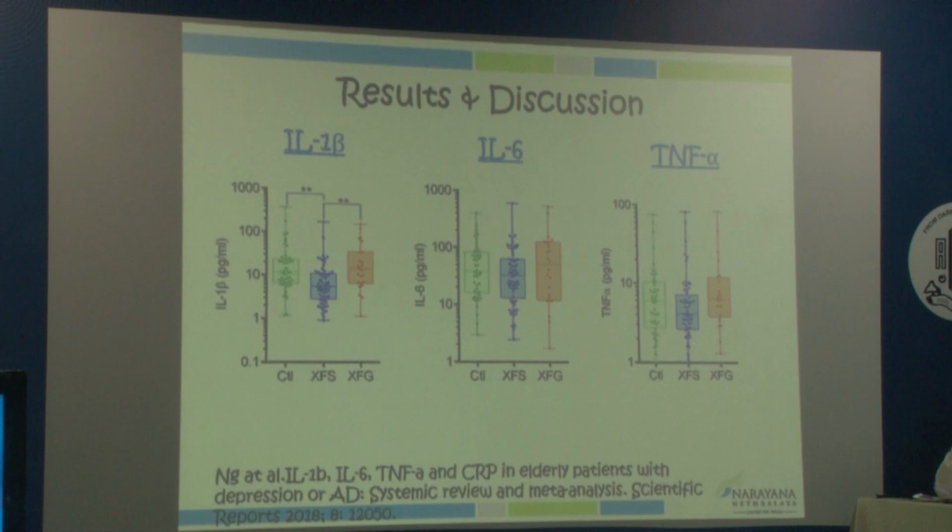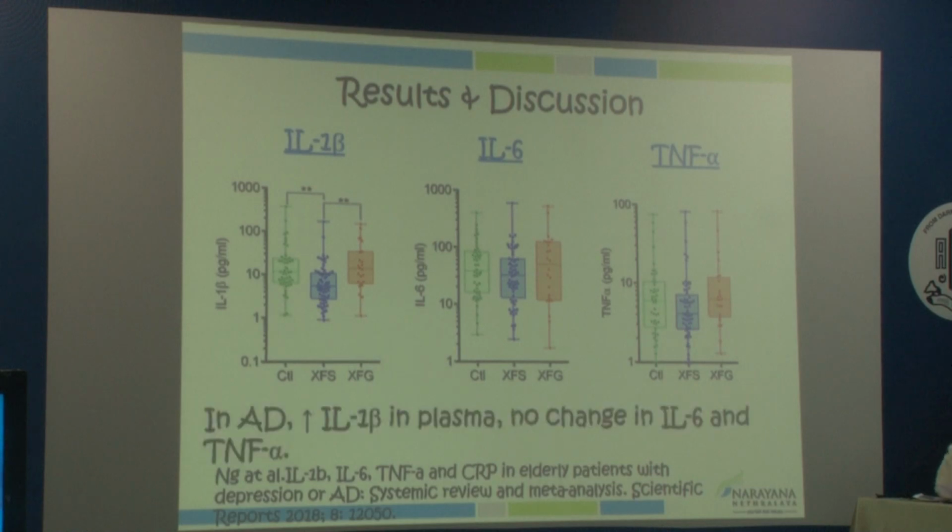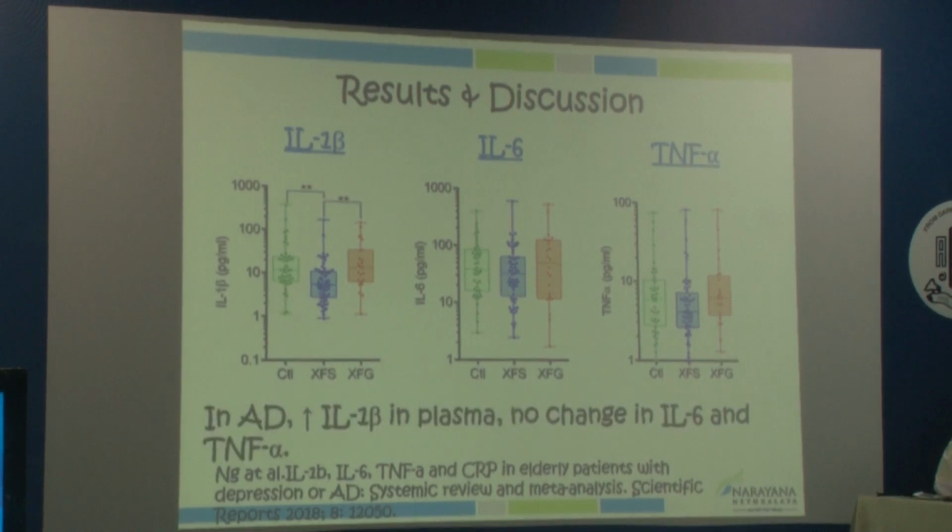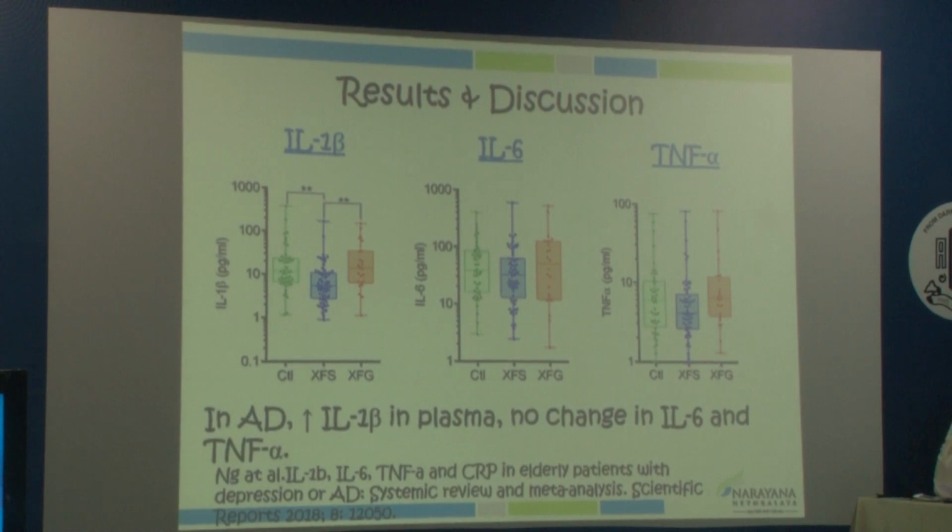We too found that interleukin-1B levels are higher in pseudoexfoliation glaucoma compared to the syndrome. However, other pro-inflammatory cytokines like interleukin-6 and TNF-alpha did not show any difference among these groups. In a large meta-analysis of Alzheimer's disease, a raised level of interleukin-1B was found in plasma, and there was no change in levels of interleukin-6 and TNF-alpha. This pattern is similar to our study.